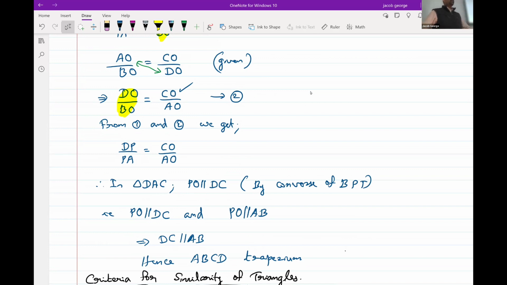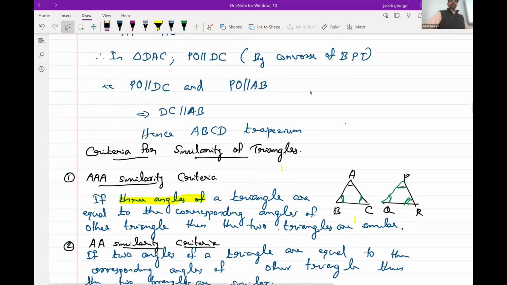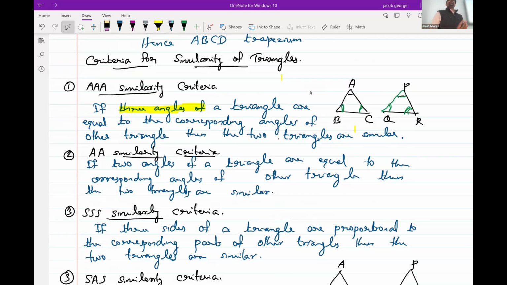Okay. So from this part, either the theorem alone can be asked or the theorem and a question. Like this, we expect a 5 marker in the examination from the part completed so far. Okay. Now the second part. Second part is criteria of similar triangles. So these are the criteria.